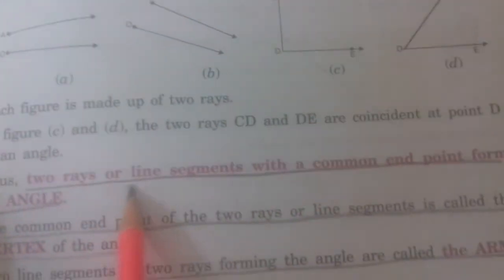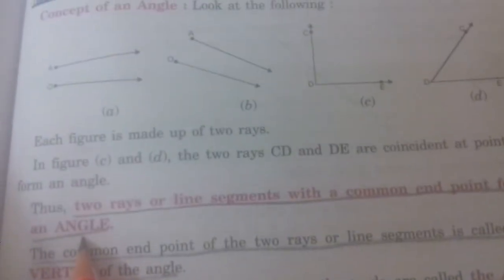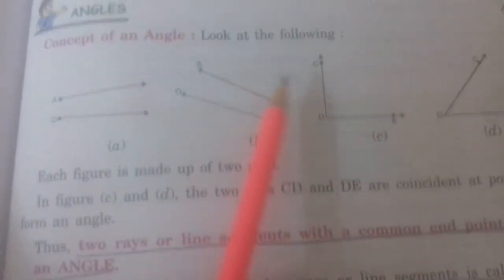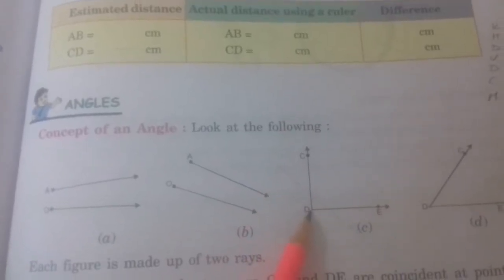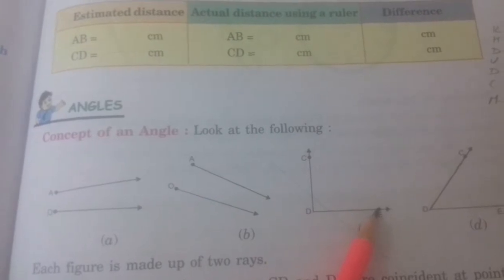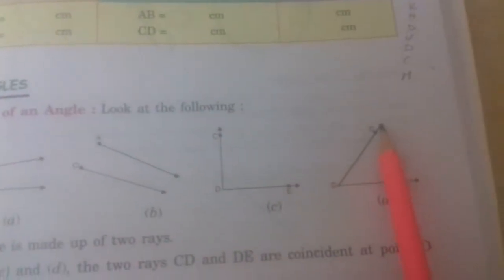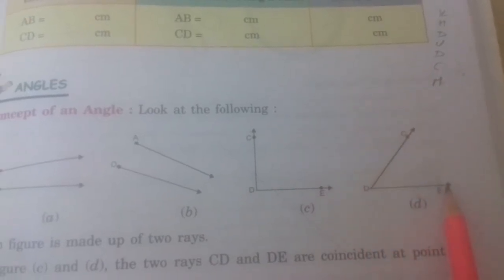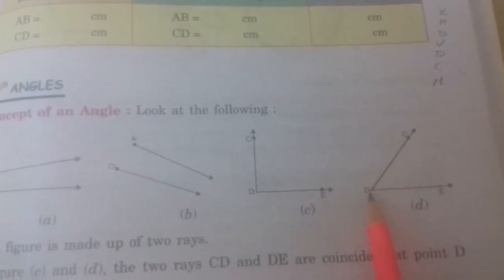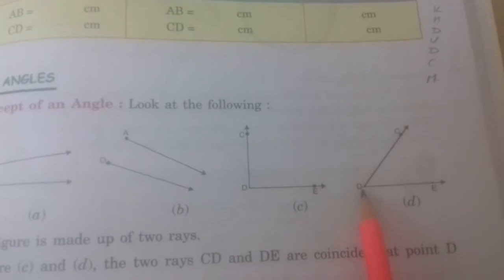Children, mark this definition. Two rays or line segments with a common end point form an angle. What is the meaning of this? Two rays, when they meet each other at a common point. Are they meeting at common point D? Then what is formed? Angle is formed. Same thing here. This is a ray. DC and DE, when they meet each other at a common point D, what is formed? Angle is formed. Clear? So this is the definition of the angle.